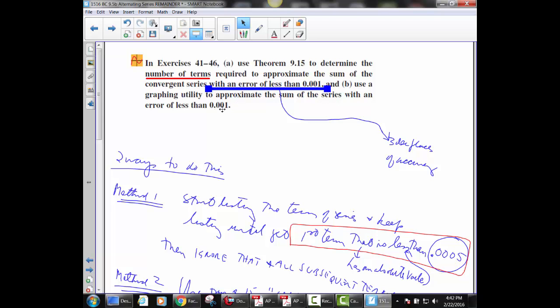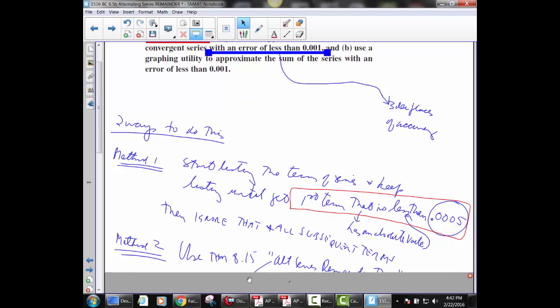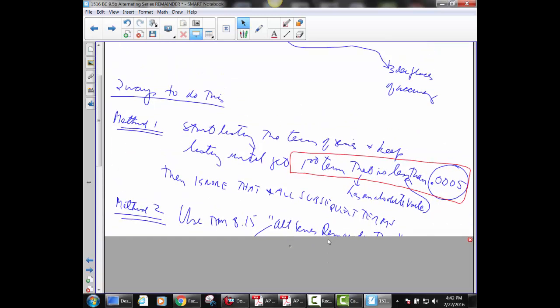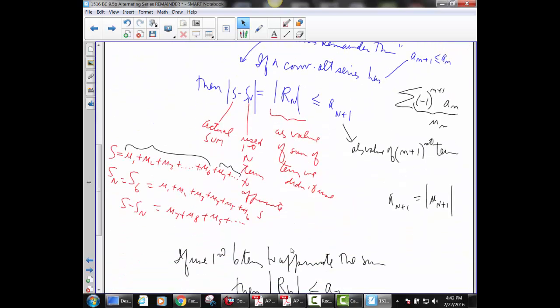So, if this is 3 decimal places, this has to be 3 zeros followed by a 5. And then you would simply ignore that term and all the ones that came after it and just add up the ones you have left. Now, the other way of doing this is if you look at this formula, absolute value of the actual sum of all the terms minus the sum of the first n terms is equal to the absolute value of the sum of the terms we didn't use, right?